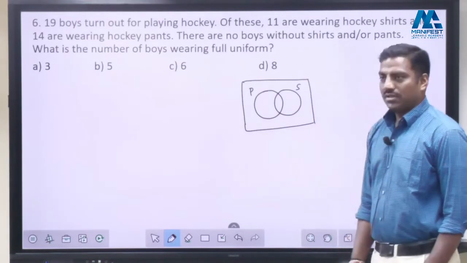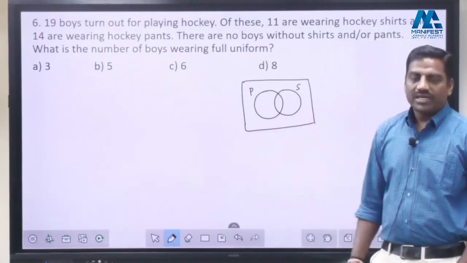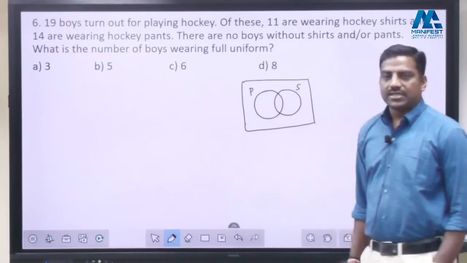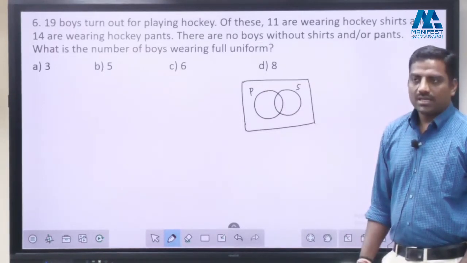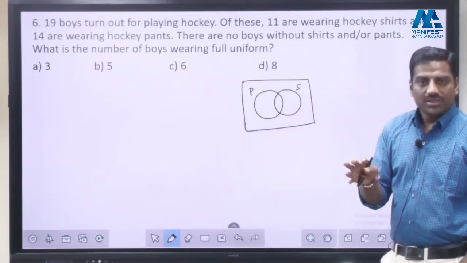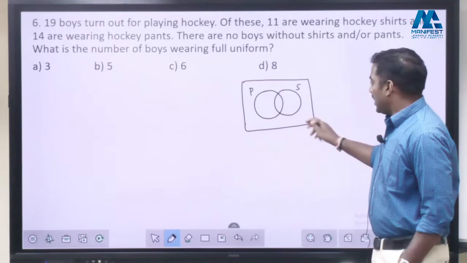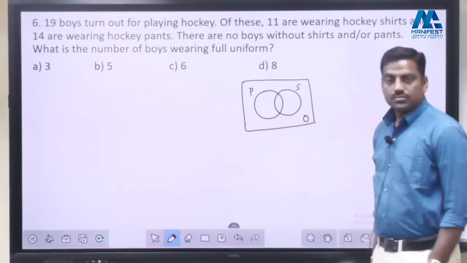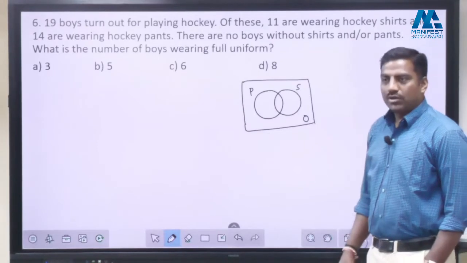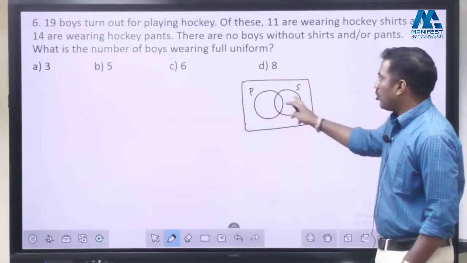That means we cannot put anybody outside here. So all 19 have to be put in these 3 sectors only. At least one they have, so we can't put anyone here. So this is 0. The people with no pant and no shirt, or neither of them, we have 0. So 19 have to be filled here.